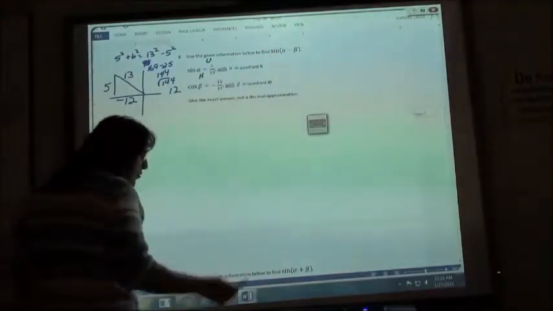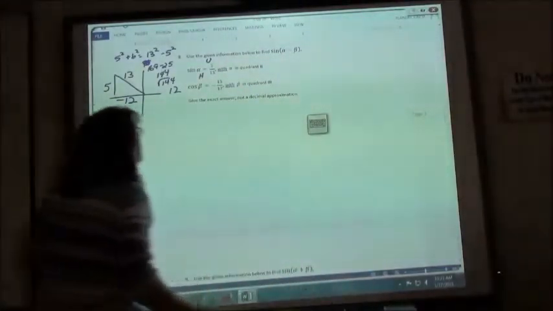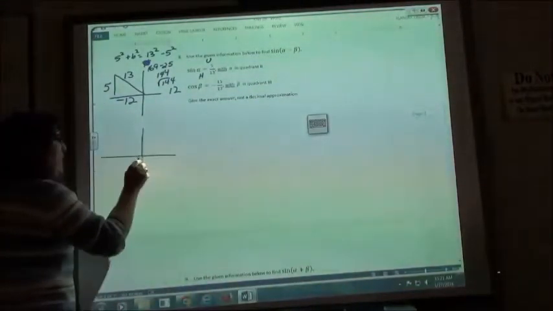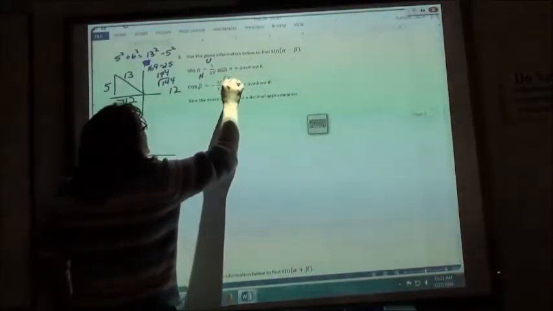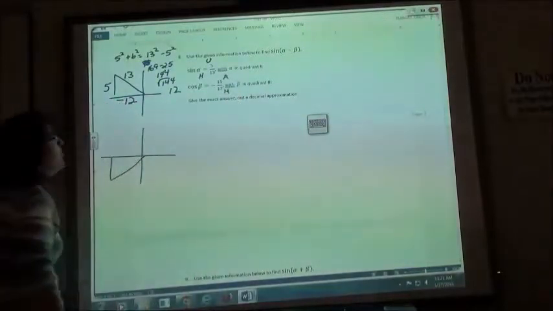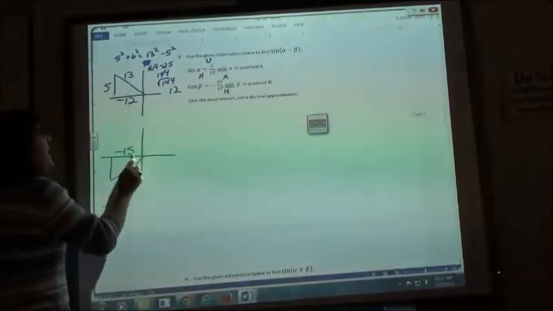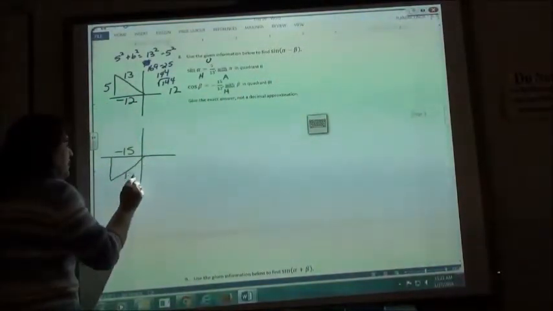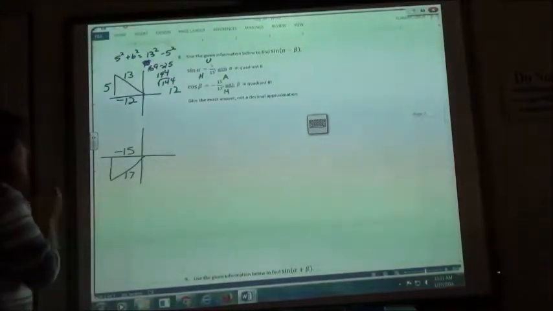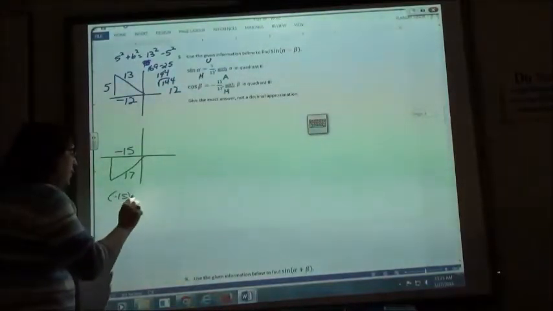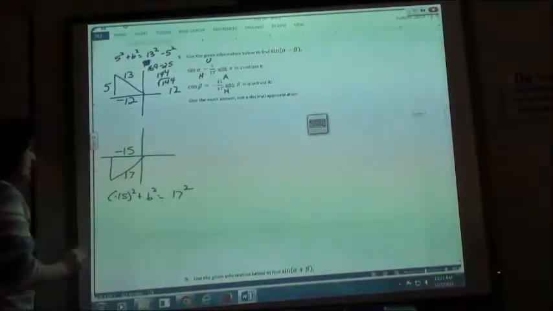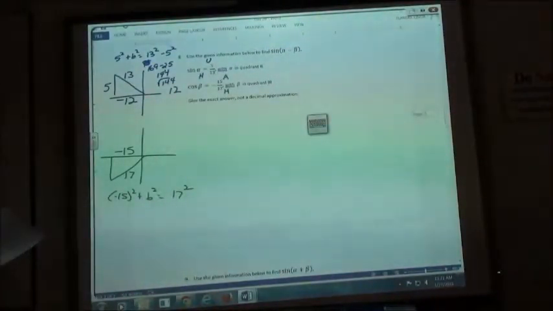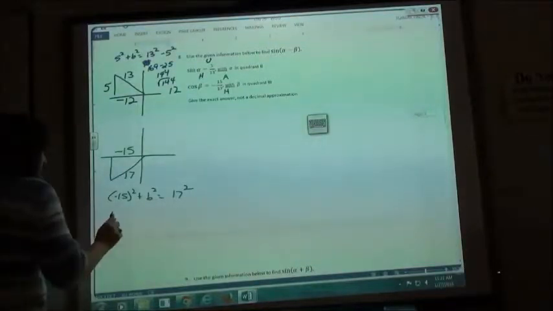So the other one's in quadrant 3. So quadrant 3 would be back here. It's my cosine. My cosine is the adjacent over the hypotenuse. So my adjacent is negative 15. My hypotenuse is 17. And so negative 15 squared plus b squared equals 17 squared. Negative 15 squared is going to be 225.